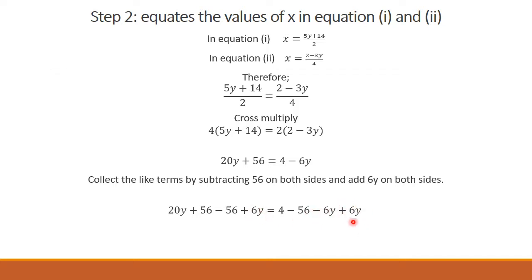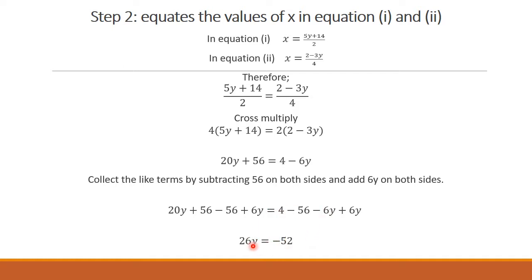So here is going to give us 0, and here is also going to give us 0. So we remain with 20y plus 6y is equal to 4 minus 56, because the whole of this is going to be 0, so we don't write 0 here. If we add 20y plus 6y, you just add the coefficients. 6 plus 20 is 26, and then you just consider the variable. And then you subtract 56 from 4. As you can see, we are subtracting a big number from a small number, and that always will give us a negative value. So we have negative 52.